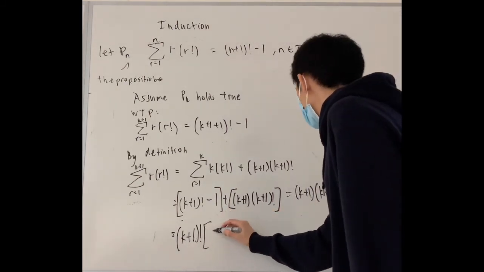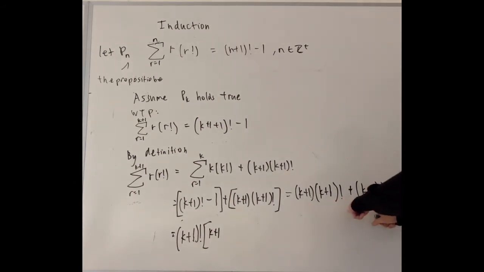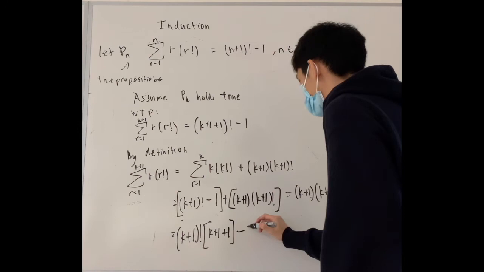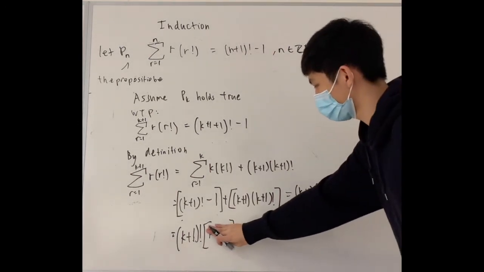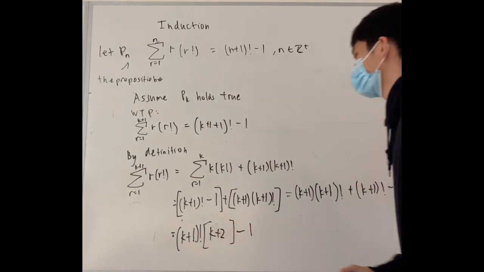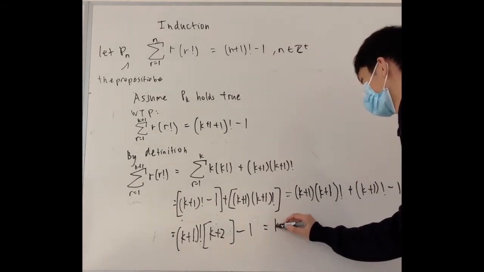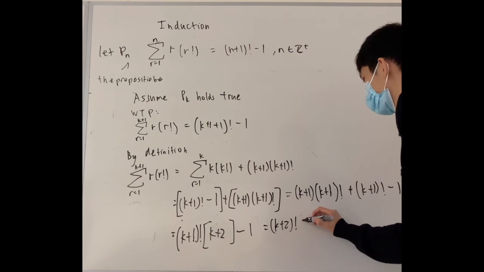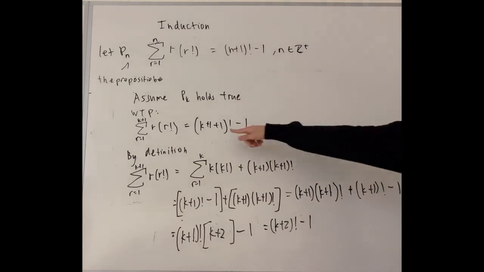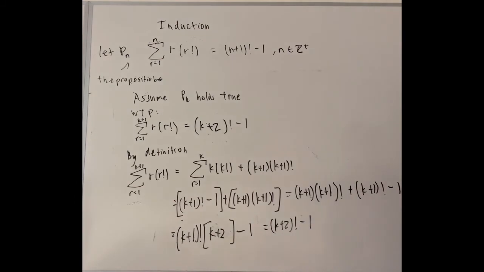And we factorize this, so it becomes k plus 1 from here. And here, how many k plus 1 factorials do we have? We have 1. And then we have to put back the minus 1. Simplifying this, k plus 1 plus 1 is just k plus 2. And k plus 2 multiplied by k plus 1 factorial is equal to k plus 2 factorial, minus the 1 at the back. And we see we've shown that this holds true. So we're not done yet.